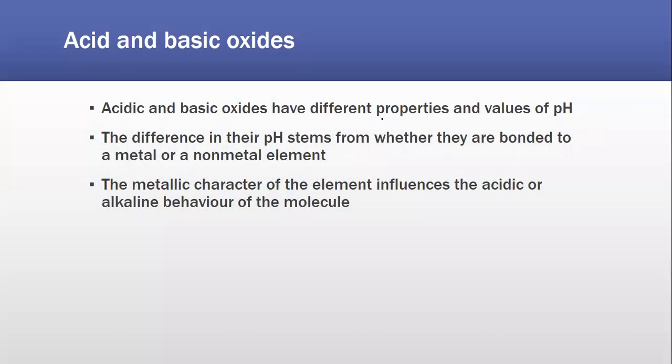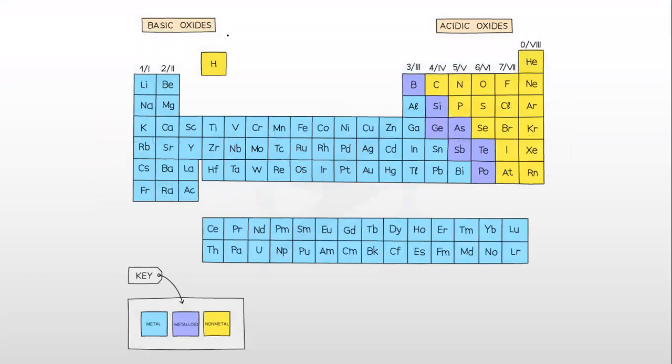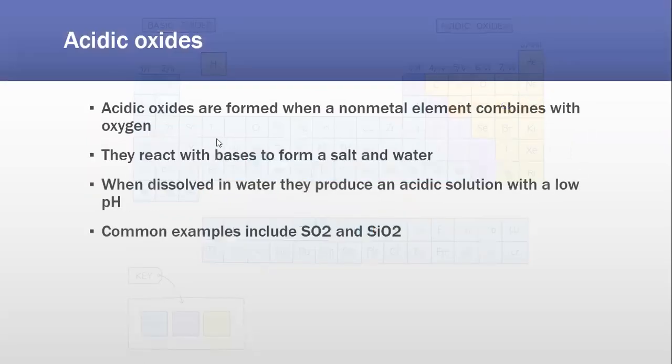Acid and basic oxides have different properties and values of pH. The difference in their pH stems from whether they are bonded to a metal or a non-metal element. The metallic character of the element influences the acidic or alkalinic behavior of the molecule. Now, जो basic oxides होते हैं, they are mostly made up of metals, and the acidic oxides are made up of mostly the non-metals. So what are acidic oxides?